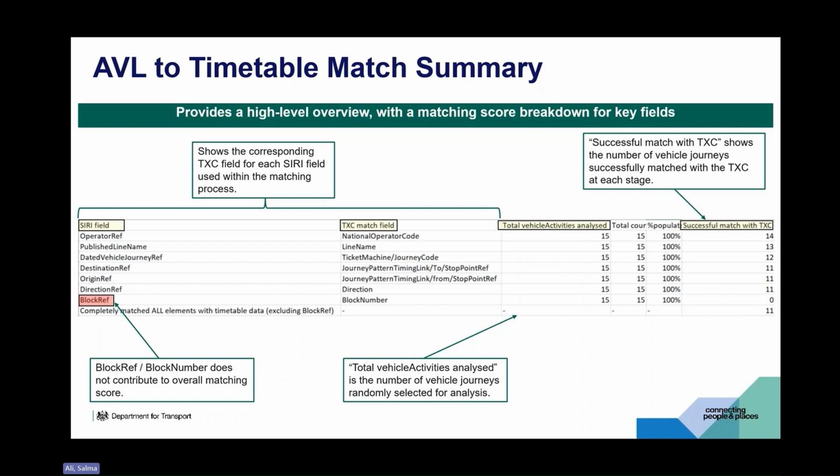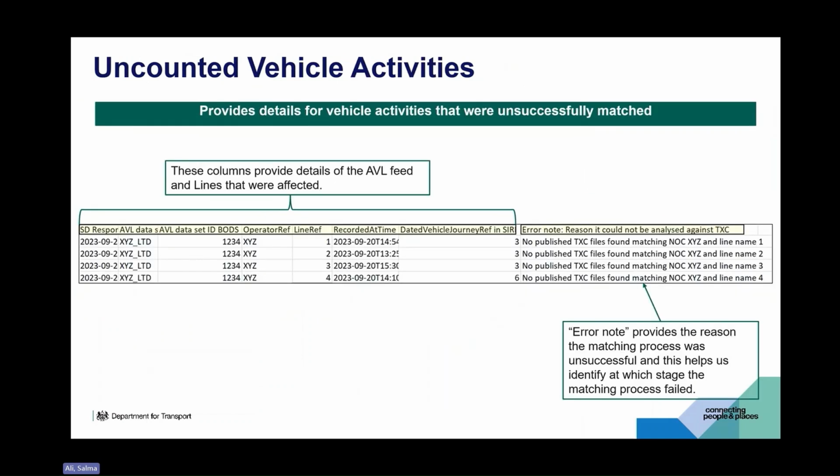The one thing to mention is that the block ref isn't included in your matching score, because obviously we know that some people aren't able to supply block numbers or block refs, so we don't include that in your matching score. And then, as mentioned, the other important CSV is the uncounted vehicle activities CSV.